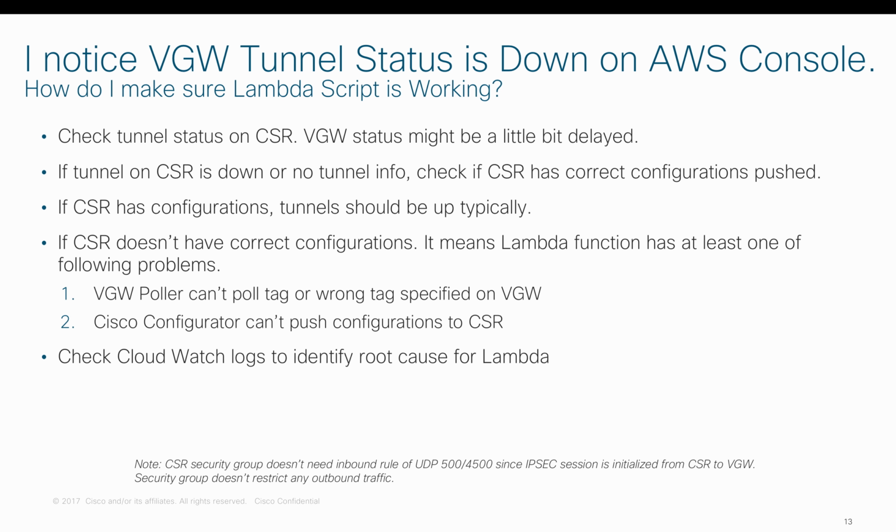Second one, I noticed the VGW tunnel status is down on the AWS console. And then you probably have the subsequent question: how do I make sure the Lambda script is working? Because sometimes we do too many things and you think this is like a black box, black automation. I can let you know how to do that.